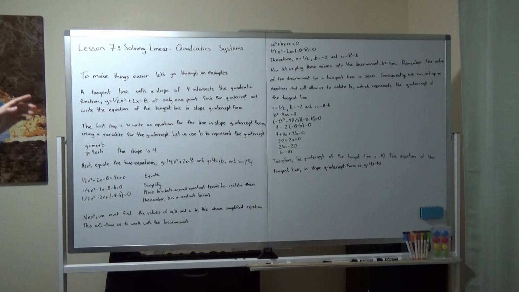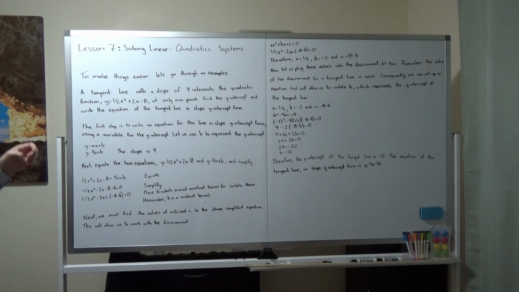To make things easier, let's go through an example. The tangent line with a slope of 4 intersects the quadratic function y equals 1/2 x squared plus 2x minus 8 at only one point. Find the y-intercept and write the equation of the tangent line in slope y-intercept form.